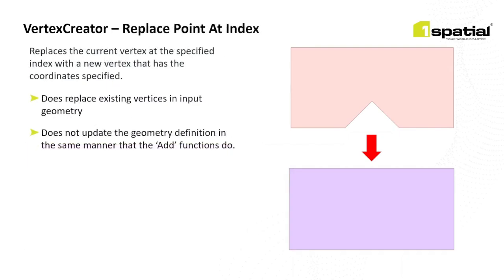And then the last one to talk about, replace point at index. So this one replaces the current vertex at the specified index with a new vertex that has the coordinates specified. Now this one does replace existing vertices in the input geometry. You are specifying one to replace, to move effectively. And it doesn't actually update the geometry definition in the same manner that the add functions do because you're not adding additional vertices, you're just revising existing ones. But using that same building footprint as an example, instead of squaring out the alcove, what I can do with this function is that I can actually nominate that vertex that is making the triangle and pull it down to be in line with the other vertices, as another example.